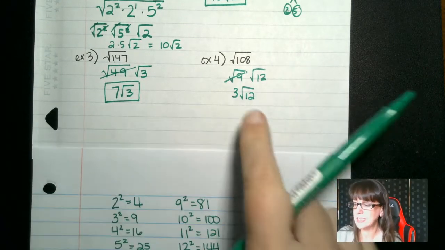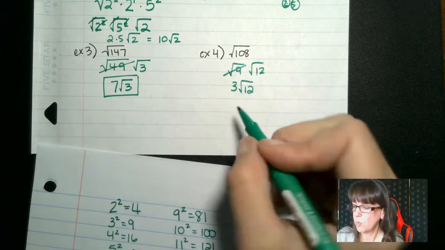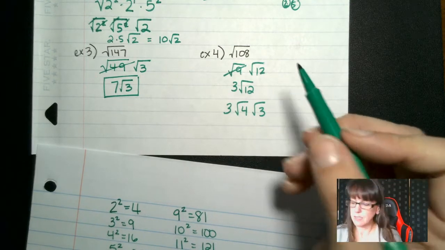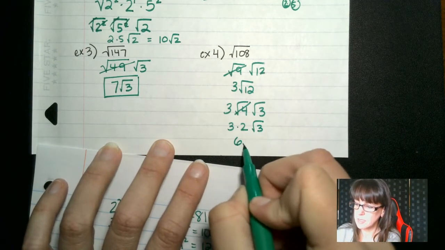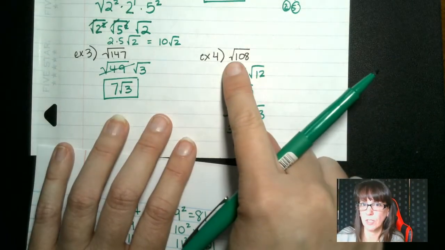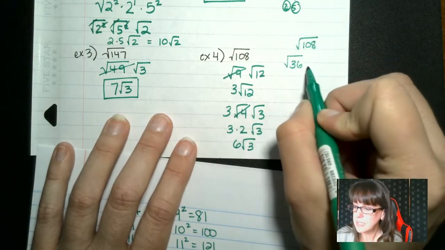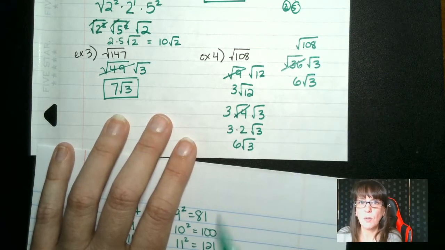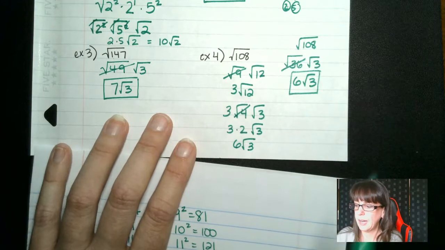But wait a second, there is still a perfect square hidden in 12. 4 goes into 12. So we have 3 times root 4 times root 3. The square root of 4 is 2, so we have 3 times 2, root 3. So that's 6 root 3. What we should have done is chosen the largest perfect square that goes in there, and that would have been root 36. So if we have 108, root 36 times root 3, the square root of 36 is 6, so 6 root 3. Either method works. If you need to do a double step, that's fine, or if you find the largest perfect square, that will work.